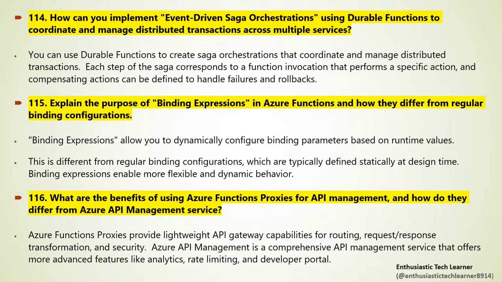How can you implement event-driven Saga orchestrations using durable functions to coordinate and manage distributed transactions across multiple services? You can use durable functions to create Saga orchestrations that coordinate and manage distributed transactions. Each step of the Saga corresponds to a function invocation that performs a specific action, and compensating actions can be defined to handle failures and rollbacks.